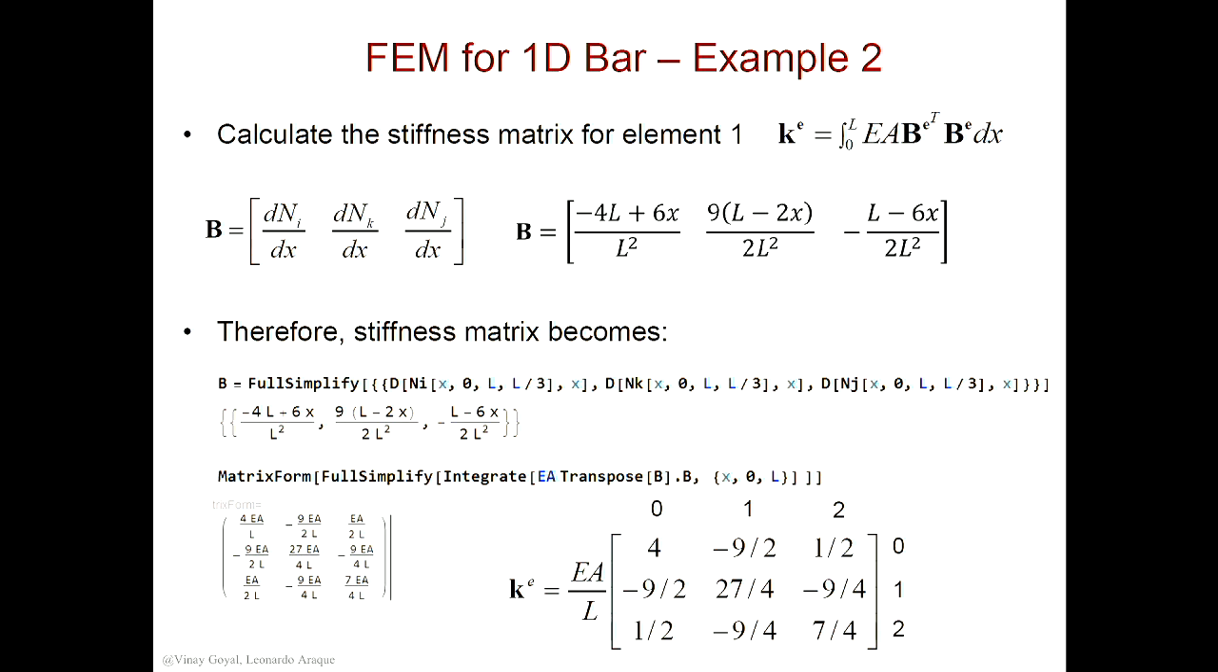And then I let Mathematica do the magic. Integrate EA, remember EA, B transpose times B? So B transpose times B, integrate from 0 to L because the element goes from 0 to L. Let Mathematica do the magic, gives me a stiffness matrix 3 by 3, just like I expected. And I wrote it here again for your viewing experience. And then here is 0, 1, 2, 0, 1, 2. Everybody follows? You know how many steps, you know how long it took me to do this problem?